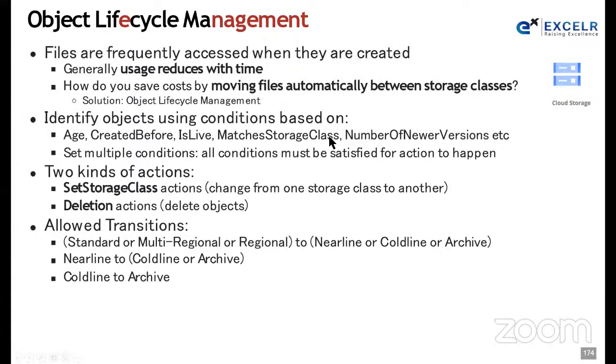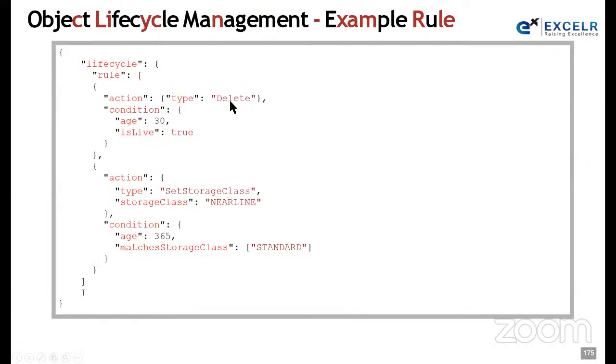Okay, so now we will look at examples. This is one example wherein you can just define what needs to be done. You can delete it after 30 days and so on. Or you can move your object from nearline to standard, or standard to nearline, like this.